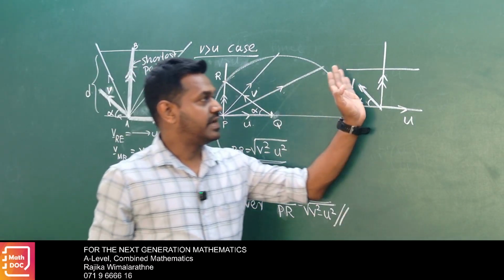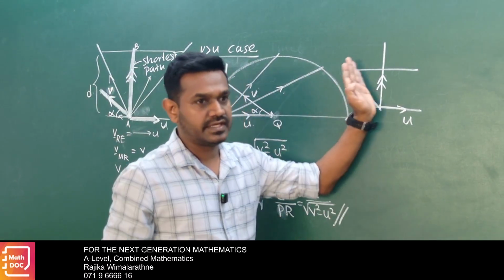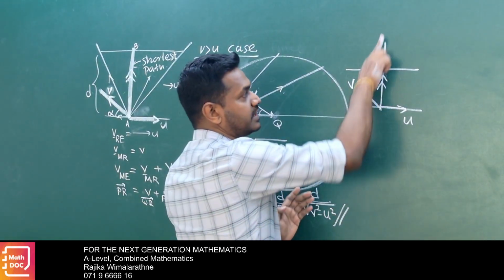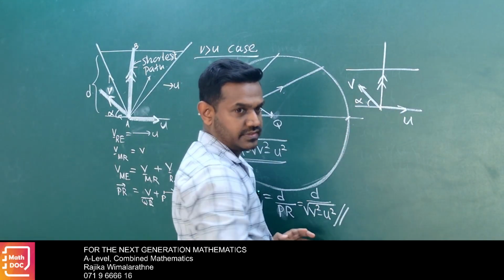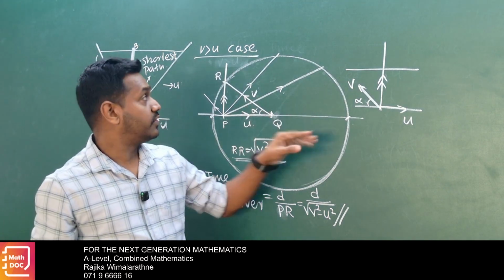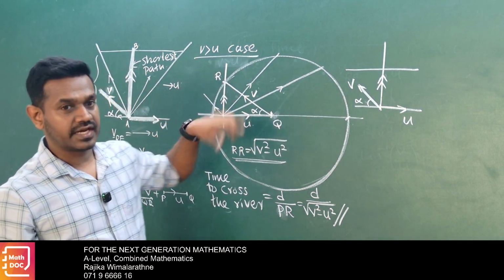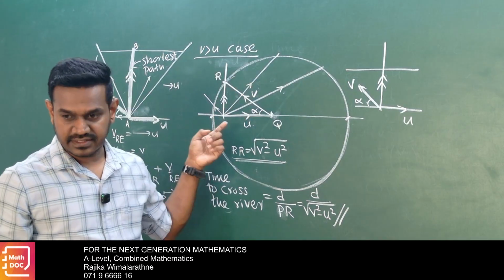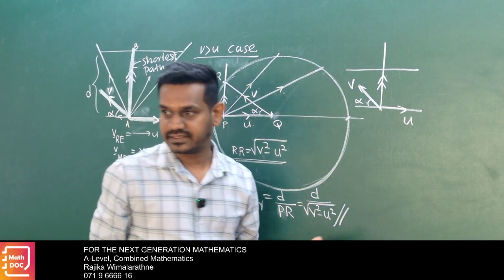So when we vary this V, then according to that, this resultant path will change, no? The thing is, we can go for the V greater than U case, we can go along any direction. We can go along any direction, that's the case.